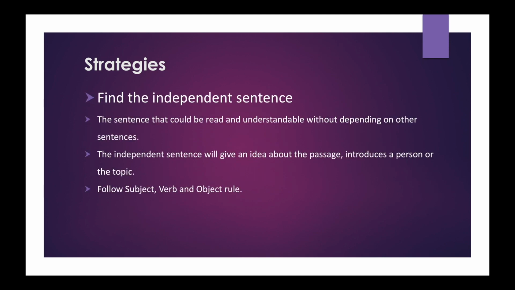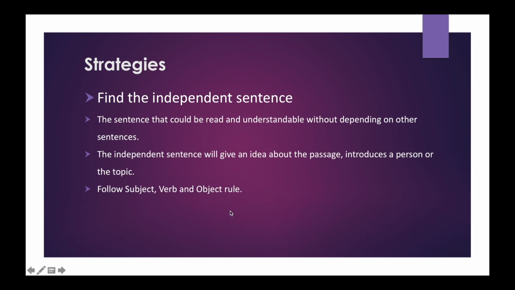It is nothing but a sentence that should be understandable if you read it alone. It will not refer back and does not depend on any other sentences. The independent sentence will give an idea about the passage, or it introduces a person or the topic or something else. If you are not able to find the independent sentence, then do it the other way. Find whichever cannot be the independent sentence.